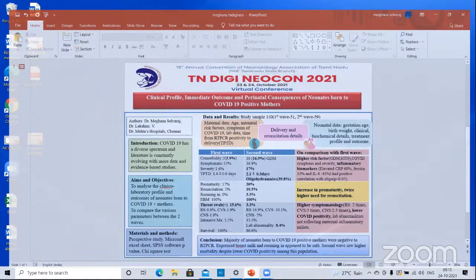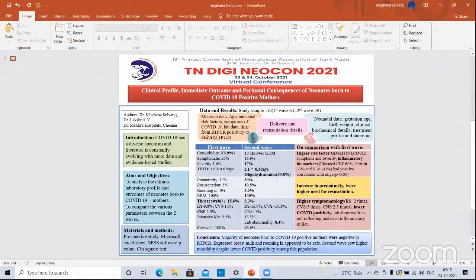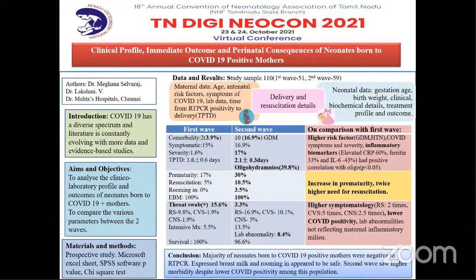I'm Dr. Meghna. Today I'm presenting my study titled Clinical Profile, Immediate Outcome and Perinatal Consequences of Neonates Born to COVID-19 Positive Mothers. COVID-19 has a diverse clinical spectrum and literature is constantly evolving with more data and evidence-based studies. We aim to analyze the clinical and lab profile and outcomes of neonates born to COVID-19 positive mothers. We also aim to compare the various parameters between the two waves.